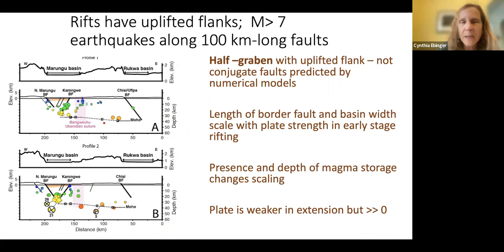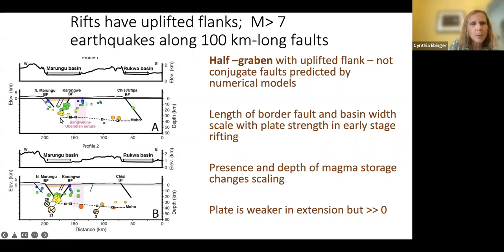The amount of stretching or thinning is very small. The amount of heating is relatively small as well. And the lithosphere is apparently quite strong, because here on this profile, let's just take a look. We have a basin. These are two profiles across the southern Tanganyika rift.